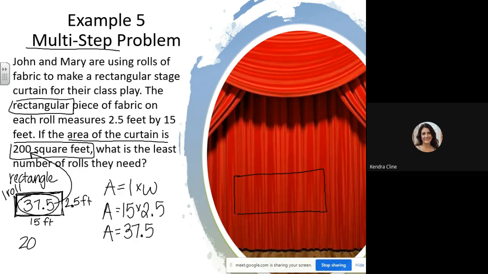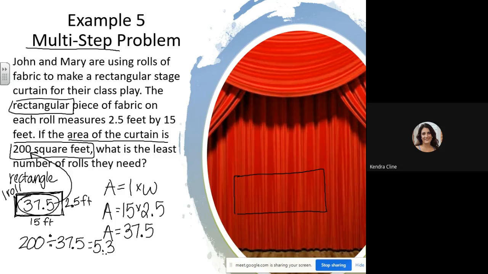So I'm going to take my 200 square feet and divide it by 37.5. Go ahead and do that in your calculator. And what I get is 5 3/10. Now, if I go to the store and try to buy 5 3/10 of a roll, they might let me. They might just cut the 3/10 off and give me 5 total rolls. But what about if they won't let me do partial rolls?